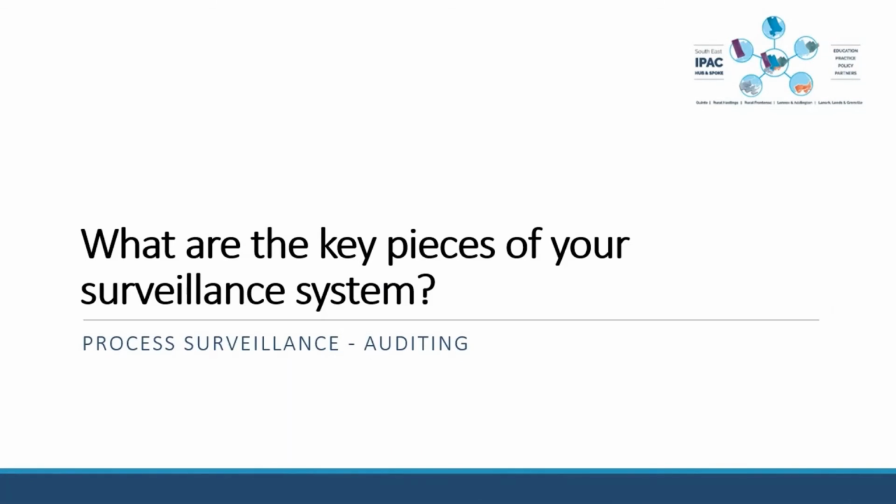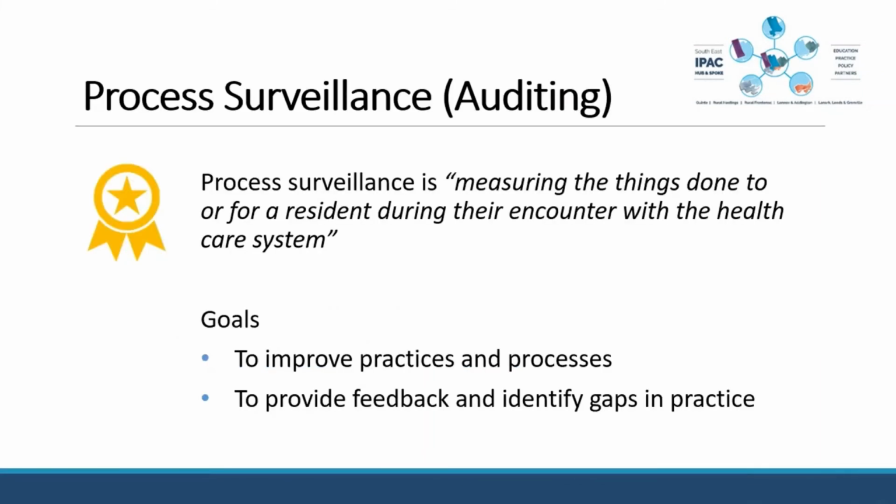So in the next section, we'll talk about process surveillance. So just a reminder on what process surveillance is and what the goals are. Process surveillance is measuring the things done to or for a resident during their encounter with the healthcare system. So an example of process surveillance related to infection prevention and control is planned audits to verify that procedures or standards of practice are being followed. And the goals of this are to improve practices and processes and to provide feedback and identify gaps in practice so that improvements can be made.